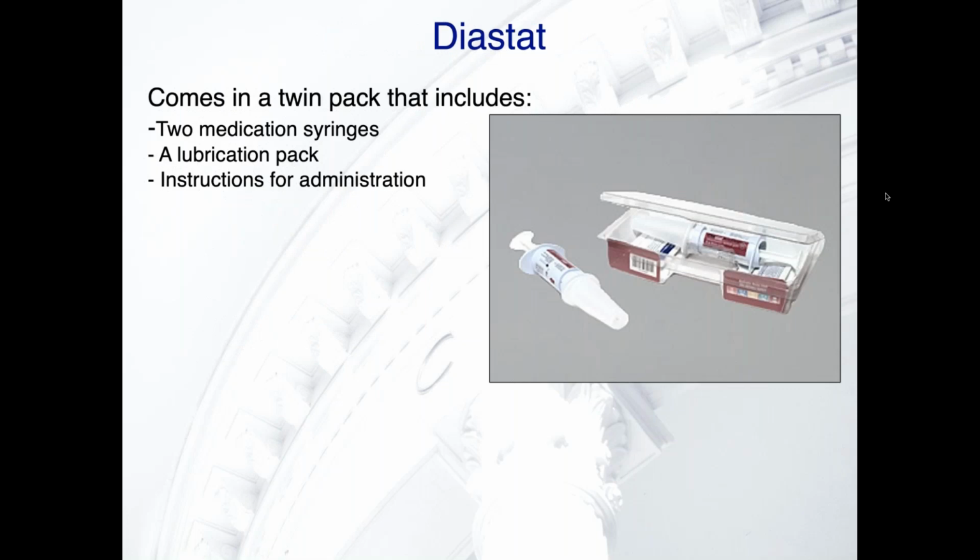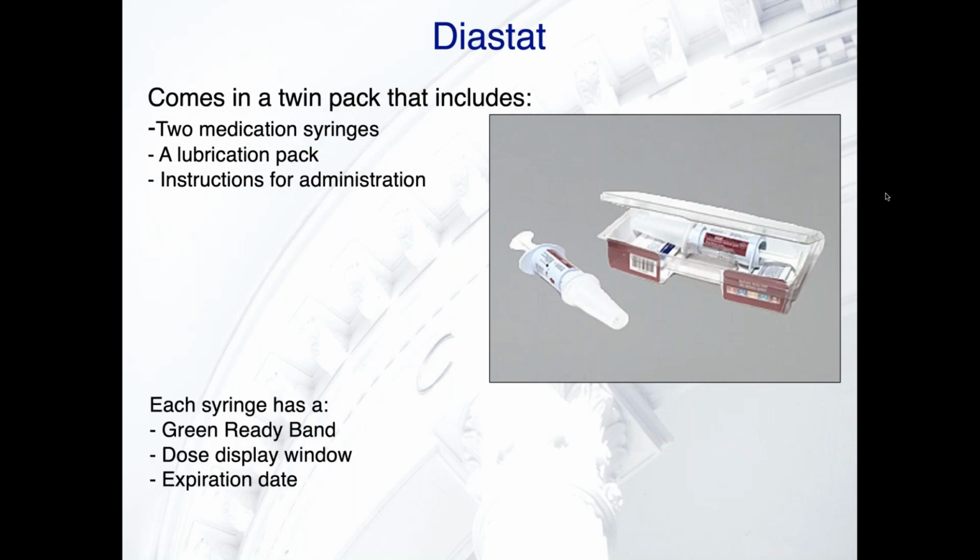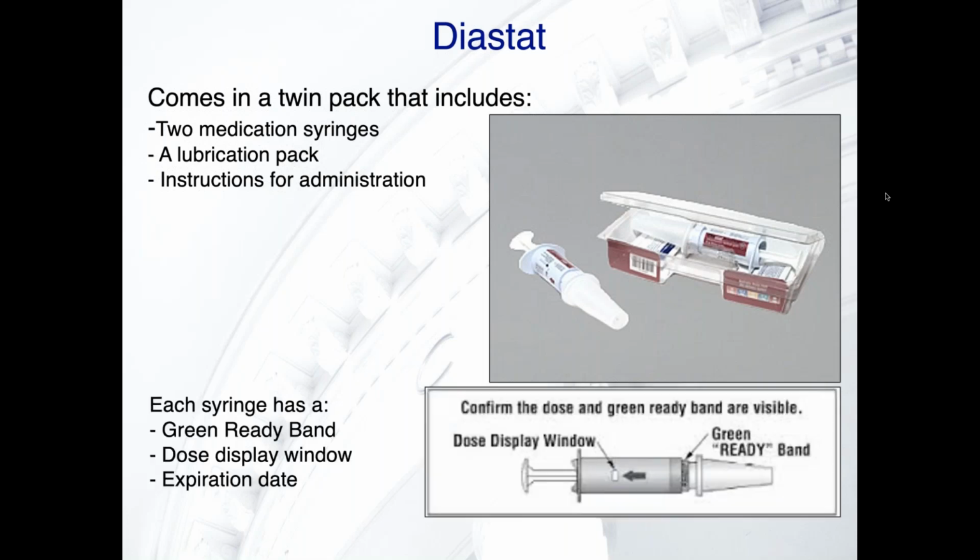Diastat comes in a twin pack that looks something like this. It comes with 2 syringes, a lubrication pack, and instructions on how to administer it. The syringe itself has a little green ready band. It has a display window which tells you the dose, and it has an expiration date.